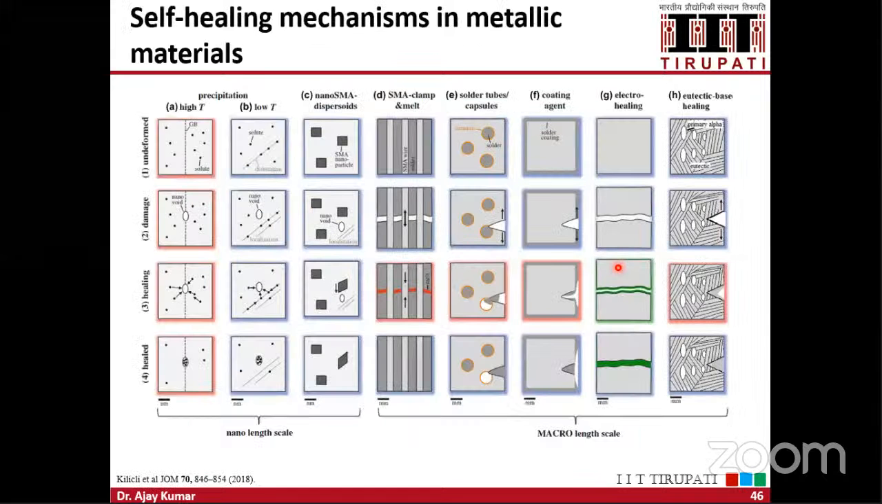I have already explained it, but briefly, if you consider the self-healing mechanisms in self-healing composite materials, you have the precipitation mechanism, you can use nano shape memory alloy material, you can use eutectic based healing also. So there are different mechanisms to develop self-healing composite materials. If you are interested, you can go through this paper. This is the paper we published in 2018, and it has detailed information about self-healing composite materials.